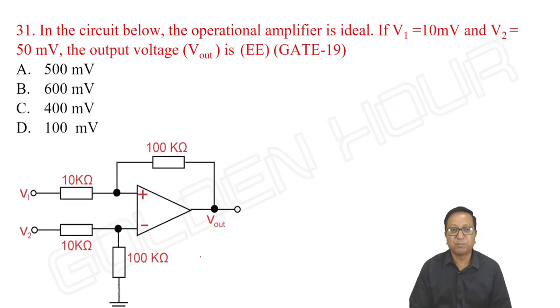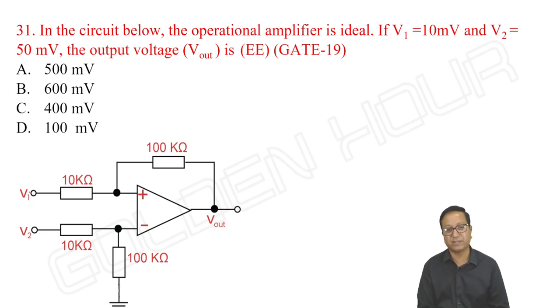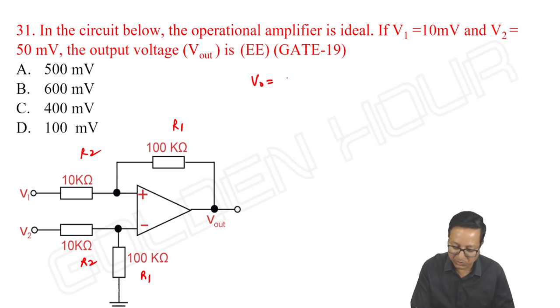In the circuit below, the operational amplifier is ideal. If V1 is equal to 10 millivolts and V2 is equal to 50 millivolts, see they changed. We have a practice of writing V1 at the bottom and V2 at the top, but it doesn't matter. Here it is R1, R2, the same R1, R2. So it is a differential amplifier. So what is the output then?